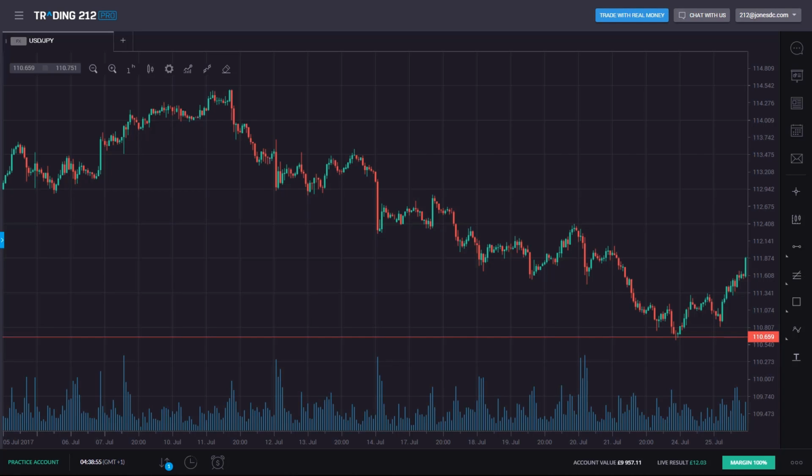Let's see how this might work in a downtrending market. This is dollar yen, so the dollar against the Japanese yen exchange rate. Looking at this chart, we've got the chart going back to the 5th of July, so most of the month of July. And for much of the month, it's been in a downtrend. So the market's gone from 114.50 as low as the 110.65 area down to there. And of course, we've had rallies along the way, but when we're in a downtrend, we're expecting these rallies to run out of steam.